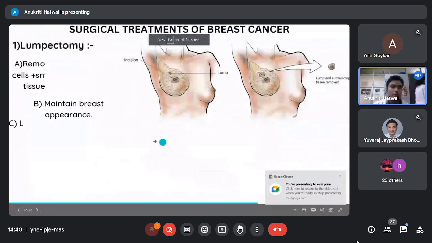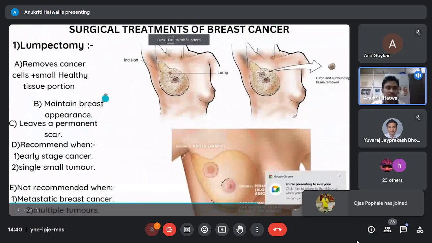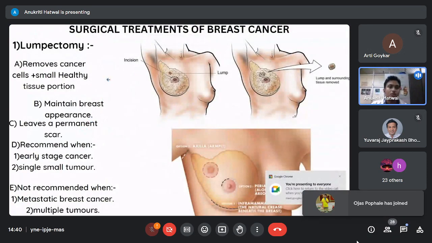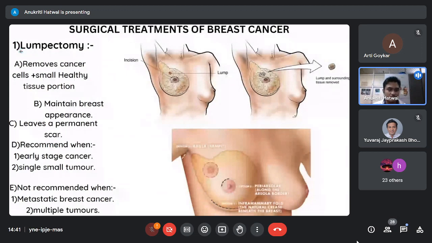Good afternoon, everyone. Now, I will talk about the surgical treatments of breast cancer. There are two types of surgical breast cancer treatments. The first one is the lumpectomy, which is also called breast conserving surgery or partial mastectomy. In this surgery, the surgeon removes the tumor with a small margin of healthy breast tissue to ensure that all cancer cells are removed, but the drawback is that it leaves a permanent scar on the breast tissue.